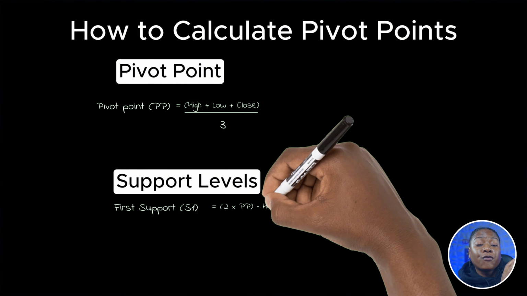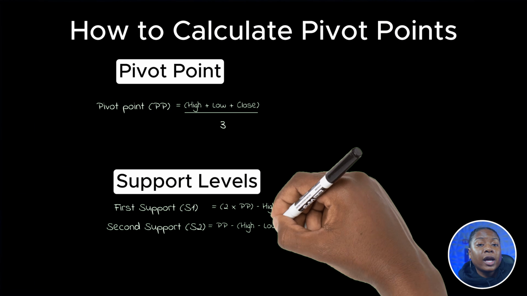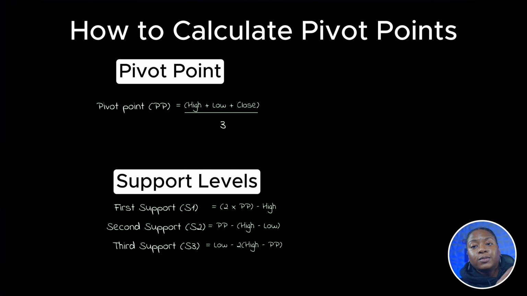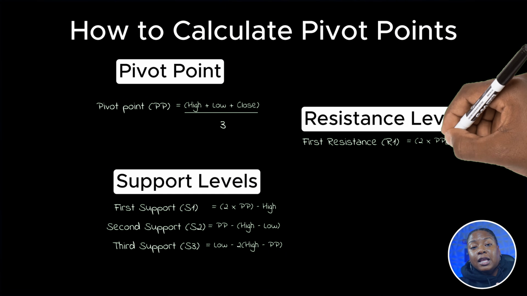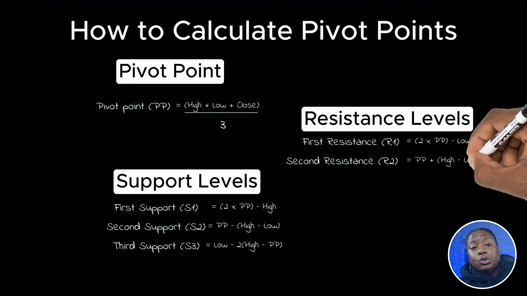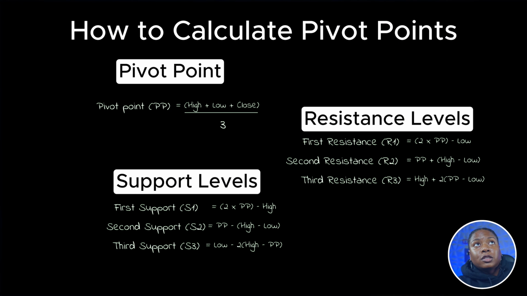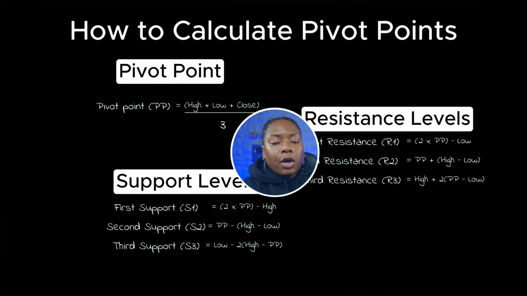You have your calculation for your support levels, S1, S2, S3. See how you calculate that? Then you have your resistance levels, R1, R2, R3. Here are the calculations for those. Like I said, I'm really not gonna go too much into that. I just wanted you to at least see what it looks like.